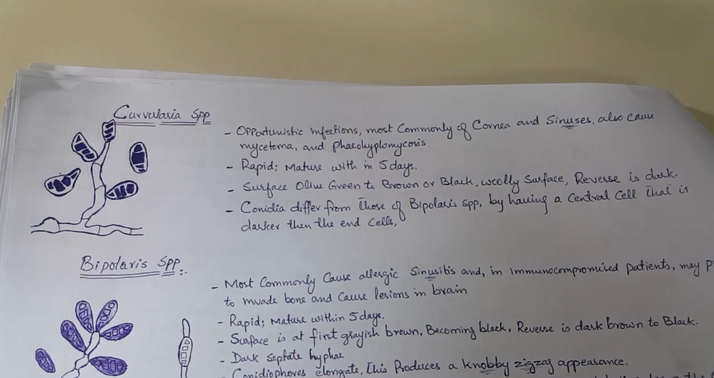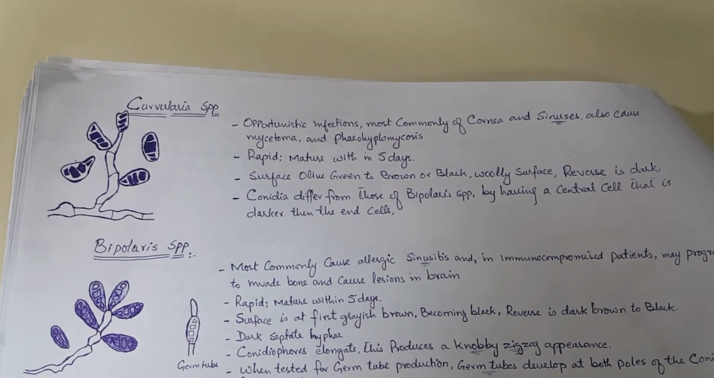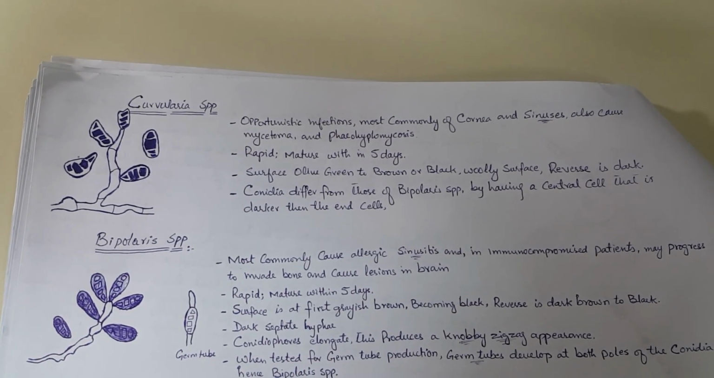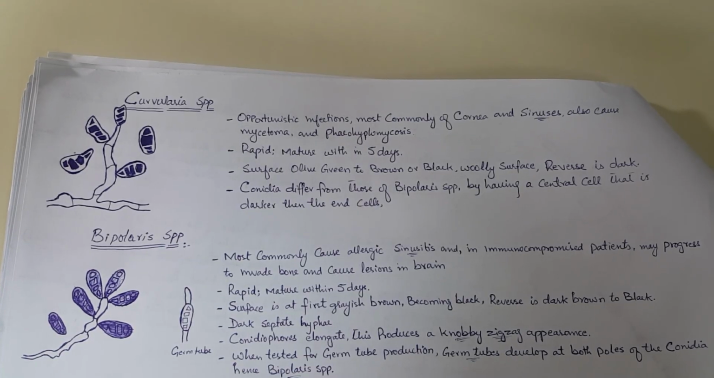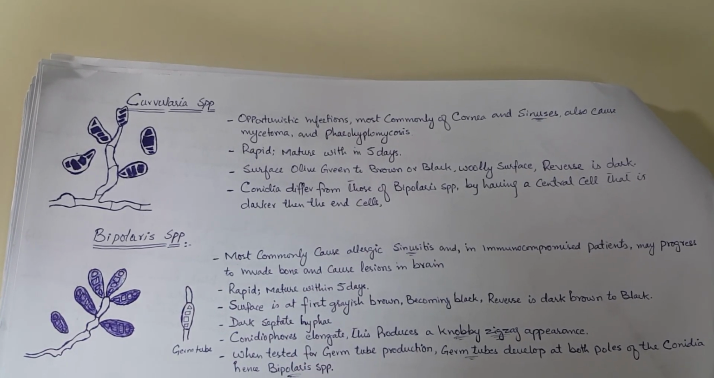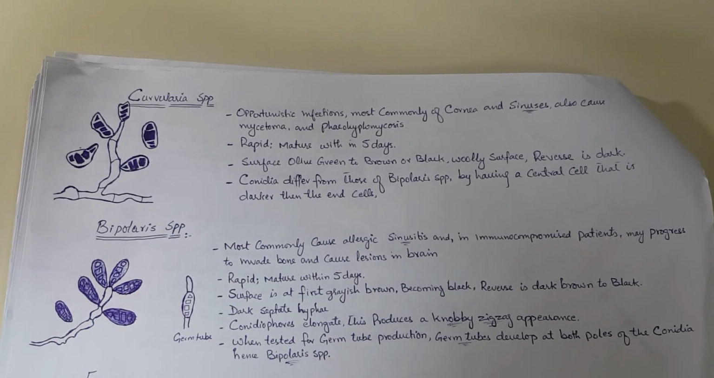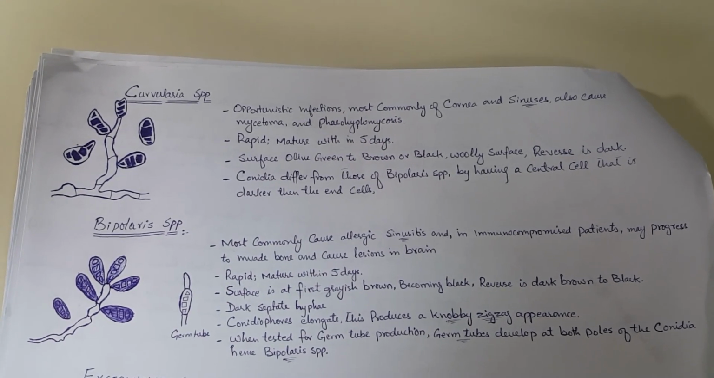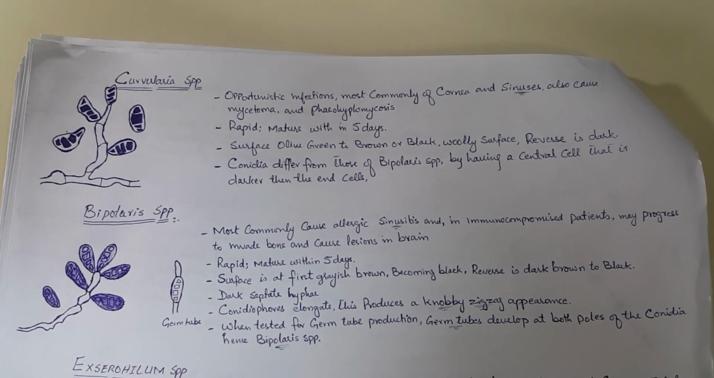Curvularia species are also characterized as dematiaceous fungi. It is an opportunistic pathogen, most commonly causing infections of the cornea or sinuses, or mycetoma or phaeohyphomycosis. It matures rapidly within 5 days. Surfaces are olive green to brown or black. Woolly surface, reverse is dark, and conidia differ from those of Bipolaris species by having a central cell that is darker than the end cells.